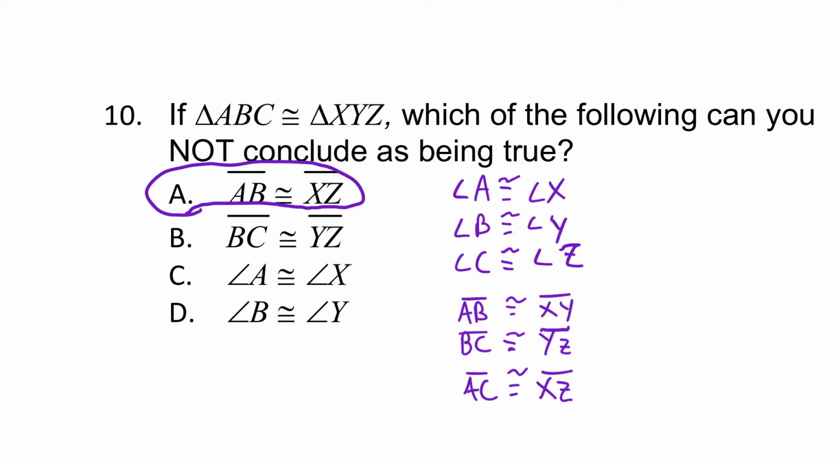BC is congruent to YZ. Yep, I agree. Angle A is congruent to angle X. I agree. And angle B is congruent to angle Y. I agree. B, C, and D all check out. So answer A is the one that is not true.